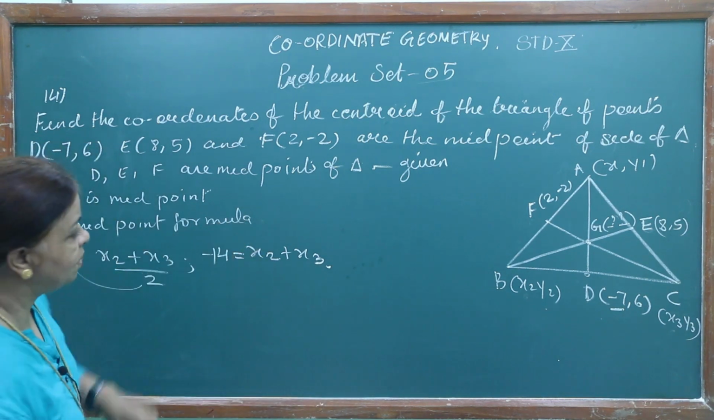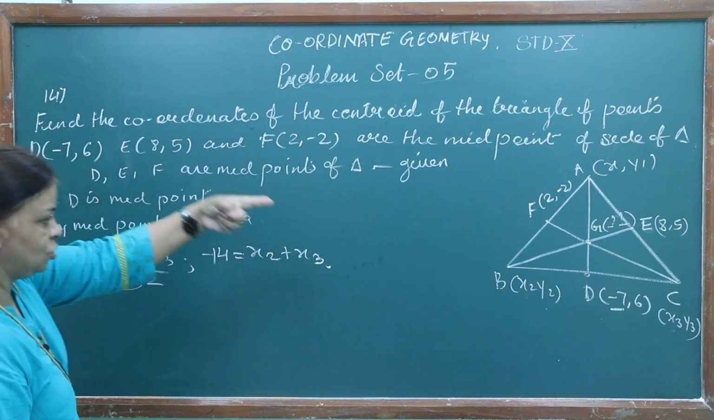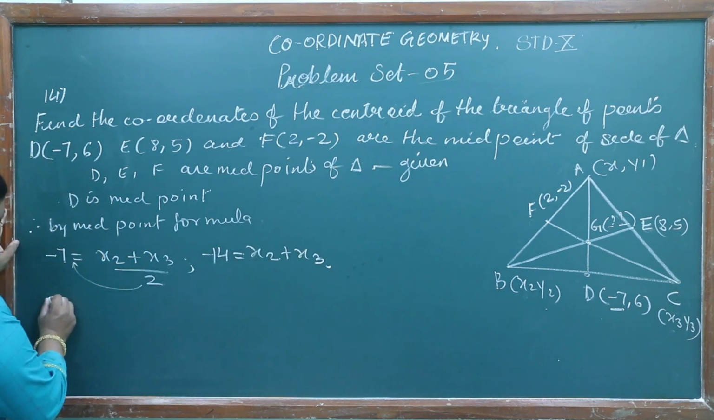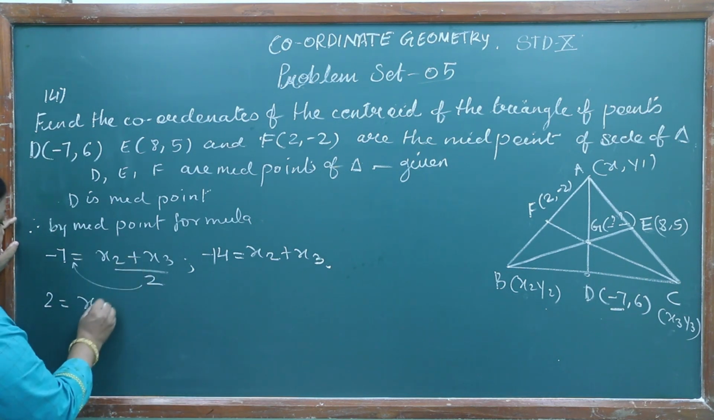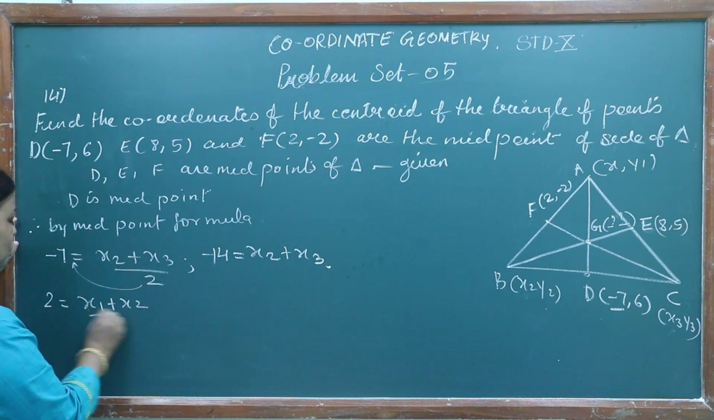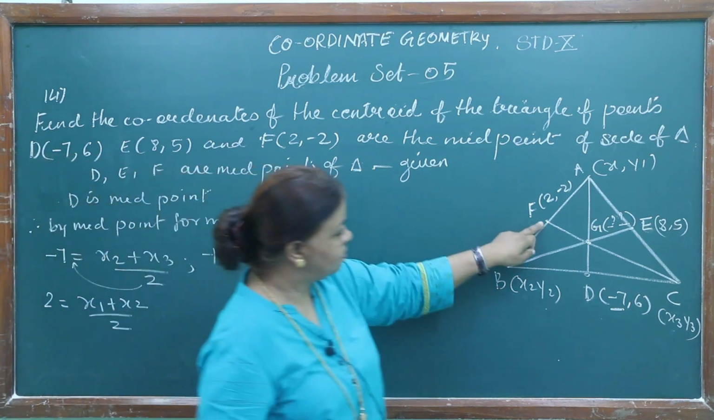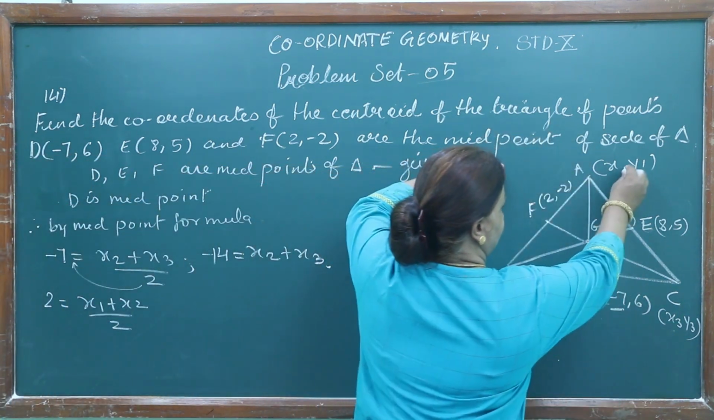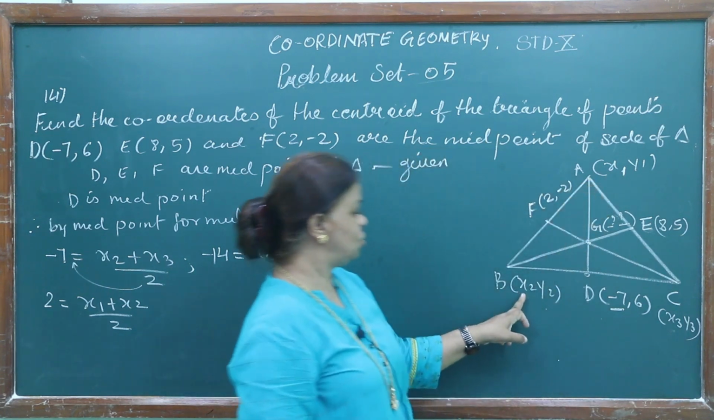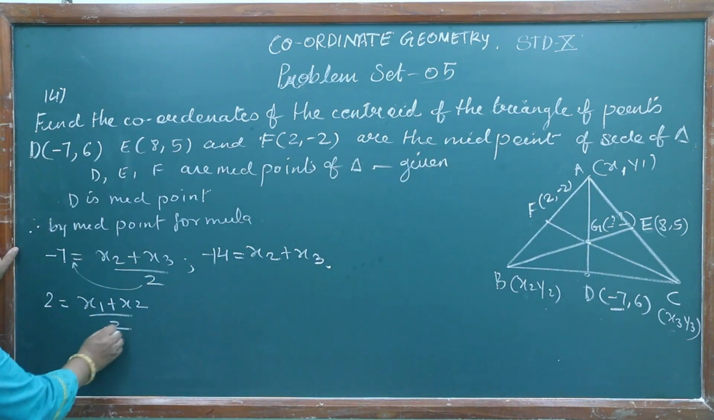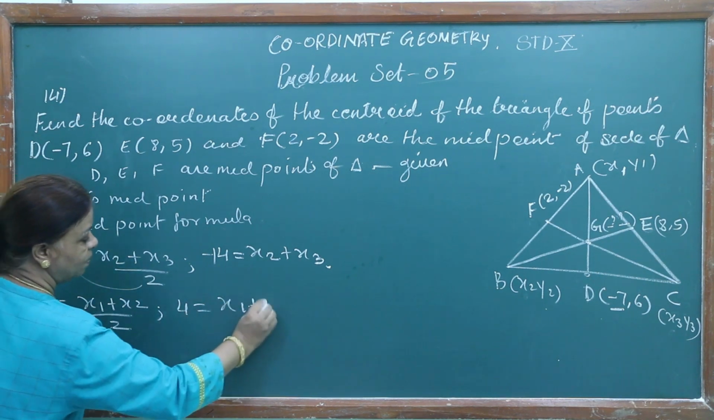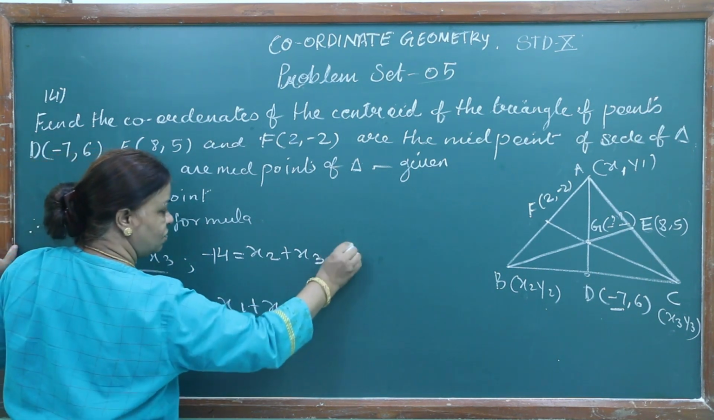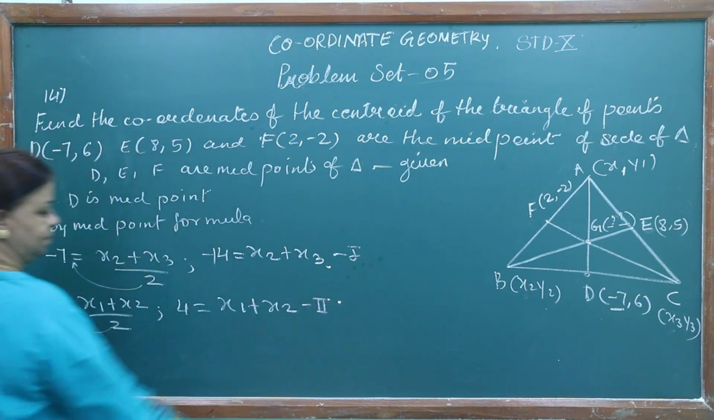Now if F is the midpoint, it is already written F is the midpoint. So by midpoint formula, 2 will be equal to (x1 plus x2) upon 2. The 2 will go here. That would be 4 is equal to x1 plus x2. This is first and this is second.